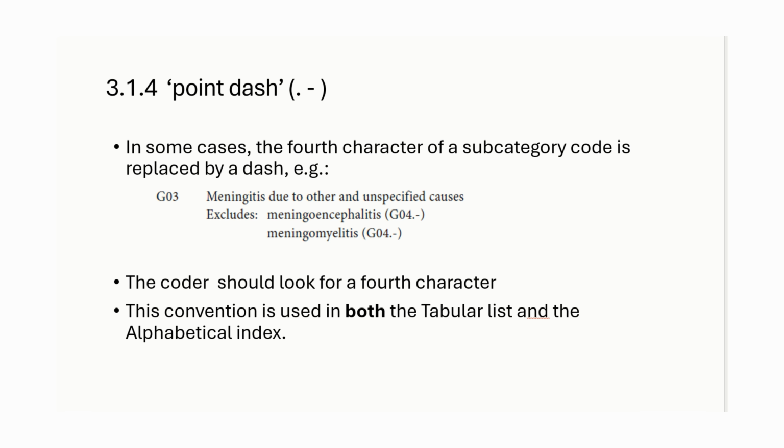Now, a point dash. If you see a point dash, it means the fourth character of the subcategory code is replaced by the dash, and that you should look for a fourth character. You'll find that this point dash convention is used both in the tabular list and in the alphabetical index.